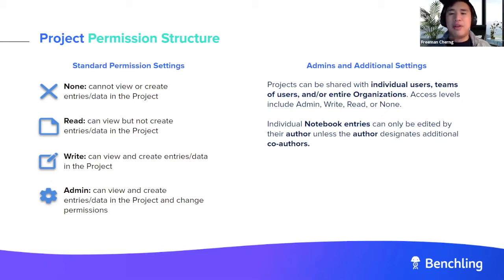And the final level of permissions is admin. So a user has all the permission levels of the previous settings. They're also able to add collaborators to a project and adjust their permission settings for that project. One item I want to point out is that permissions for a project can also be set not just for individuals, but assigned to teams or organizations for easier grouping.